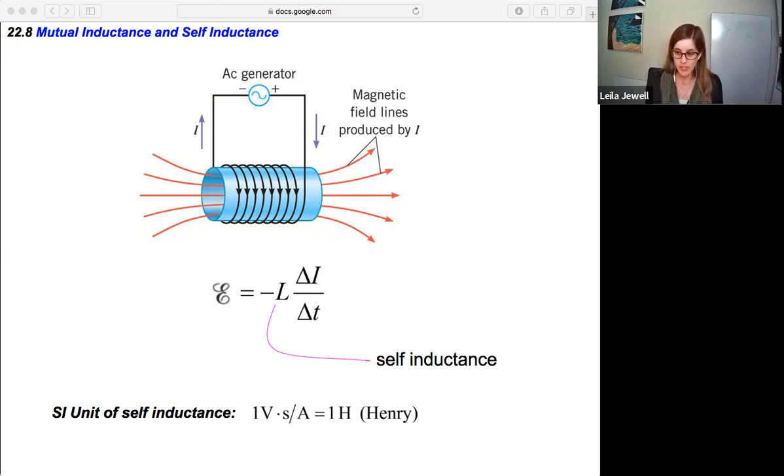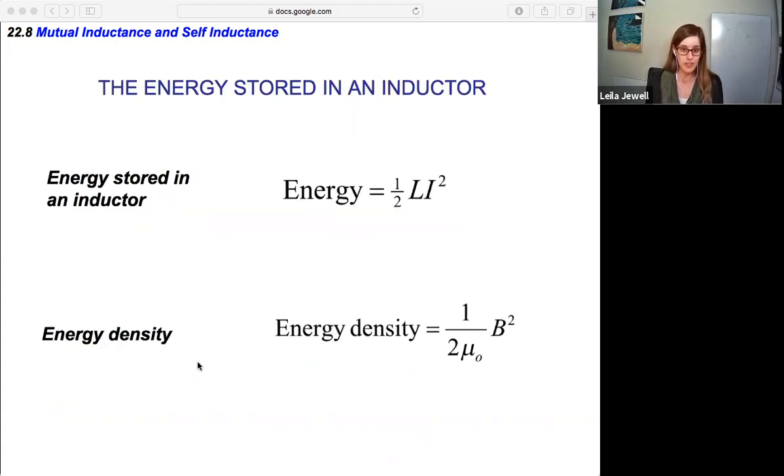One of the reasons why we care about inductors, which is just a coil, is that an inductor can store energy. So we can calculate the energy stored in an inductor with 1/2 the self-inductance times the current squared. Or we can even calculate the energy density with 1/2 mu naught, which is our permeability of free space constant, times the magnetic field squared.